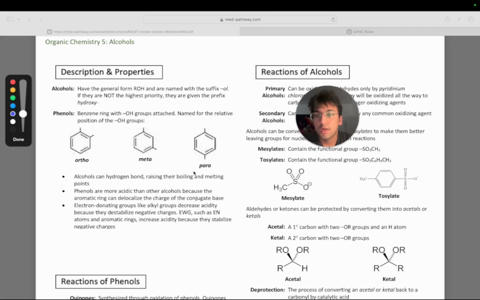Next, we know that alcohols can hydrogen bond, and that hydrogen bonding causes increased boiling and melting temperature. That was in the Gen Chem section. Phenols are more acidic than other alcohols because the aromatic ring can delocalize the charge of the conjugate base. I've explained this: the electron can jump around, so these are very stable compounds. Why does that make the phenol more acidic?